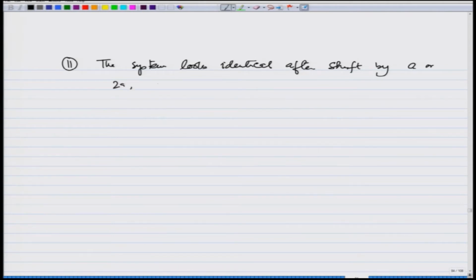Conclusion number 2, the system looks identical after shift by a or 2a or 3a or so on, and therefore, mod of psi square remains unchanged. Probability of finding a particle at a particular point should remain unchanged if I shift the system, because it is an infinite system, and therefore, mod C square, whether it is C 1 or C 2 or C 3, is equal to 1.